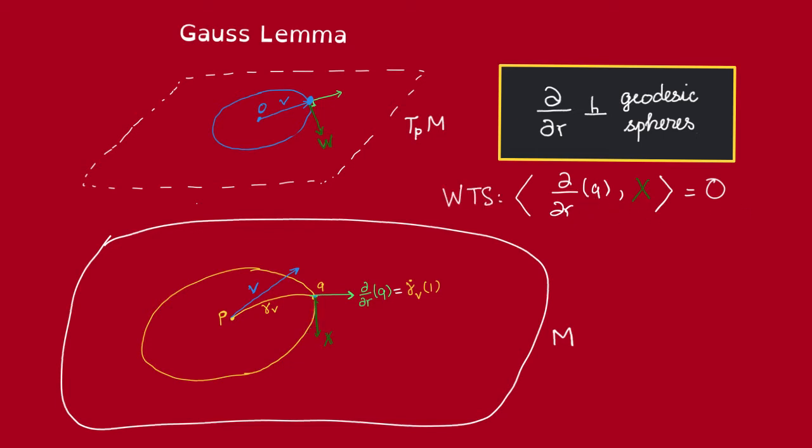Before explaining the idea of the proof, let us make some definitions for convenience. Let's say Q is the image under the exponential map of some vector v here. That means if we let gamma v be the unit speed geodesic with initial velocity v, then Q is just going to be the value of gamma v at time 1. And from our previous discussion, remember this radial velocity is just going to be the velocity of this curve gamma v at the point Q. So we can also rephrase this as gamma v dot at the point 1.